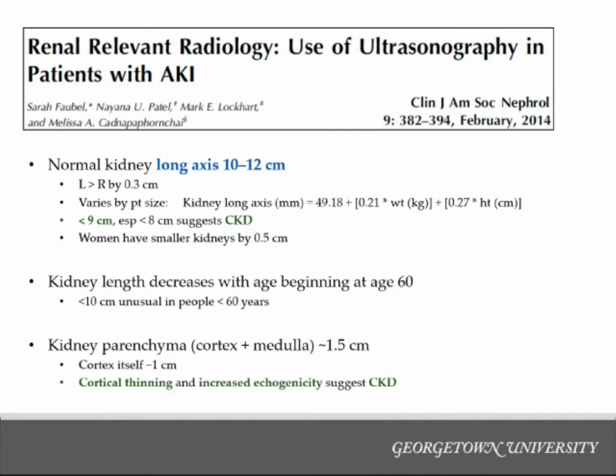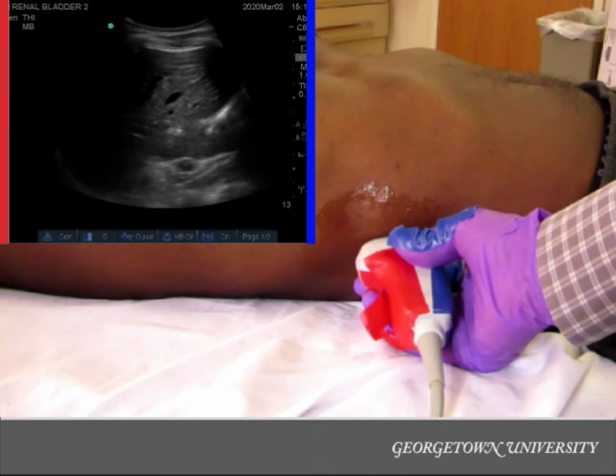The long axis is important for helping us determine if there is some element of CKD. CKD is much more likely if the long axis is less than 9 centimeters. Other clues for CKD are cortical thinning and increased cortical echogenicity.